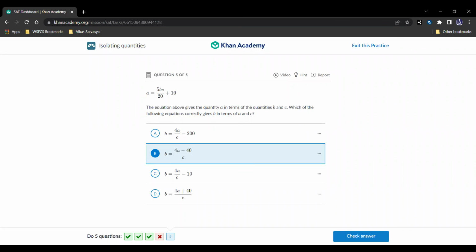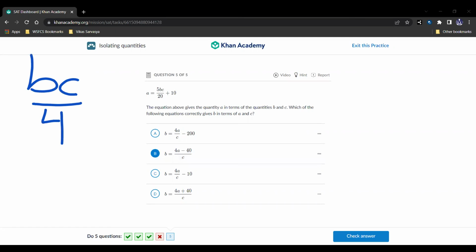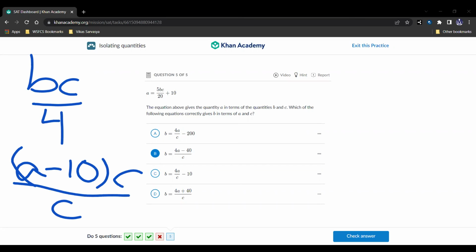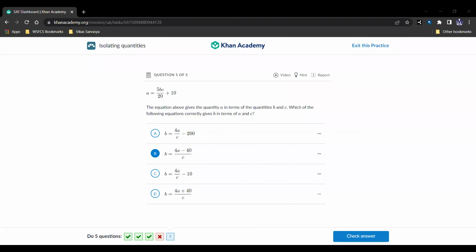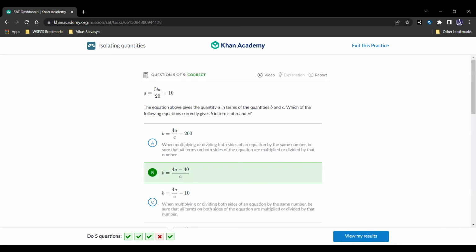If we plug b back into that equation, we had bc over 4. So we're going to end up with (a minus 10) times c over c. So this cancels. A minus 10 plus 10 is a, which equals a on the other side. So this is correct, and this works. Check your answer. That is it. Make sure to check your answer.